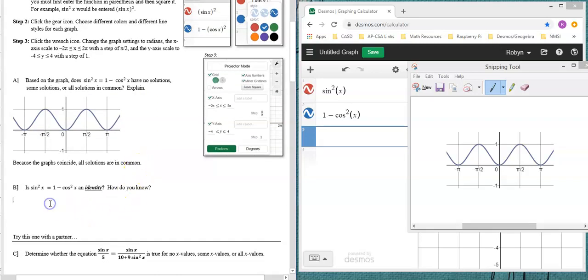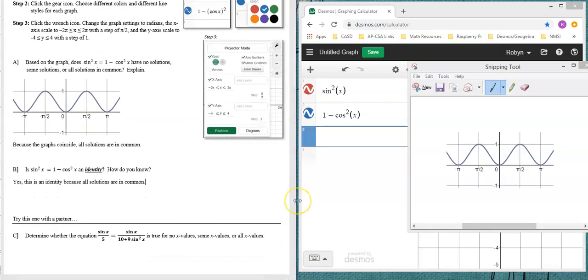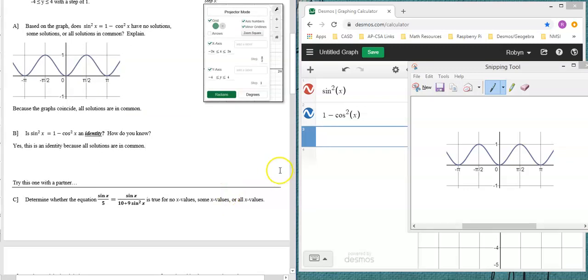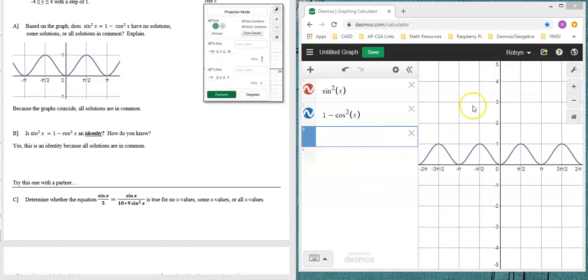Okay, then question B asks, is sine squared x equals 1 minus cosine squared x an identity? How do you know? So to be an identity, all solutions would have to be in common. So yes, this is an identity, because all solutions are in common. Okay, so if you want to go ahead and try the next one, pause the video and then come back to it and take a look at your answer, see how you did.